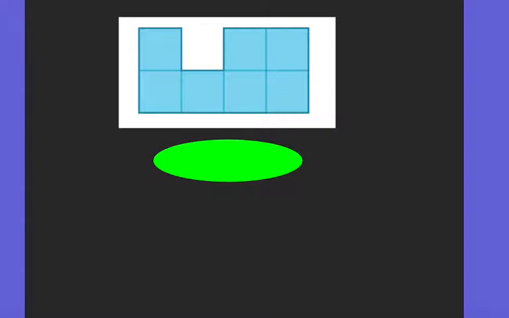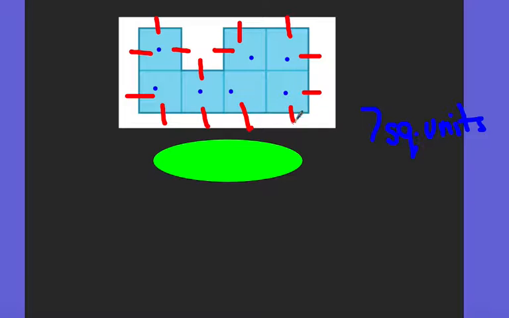All right, let's find the area. The area is the inside. Area is inside. 1, 2, 3, 4, 5, 6, 7. I've got for the area, I got 7 square. I'm going to use the SQ for square units. Let's do the perimeter. 1, 2, 3, 4, 5, 6, 7, 8, 9, 10, 11, 12, 13, 14. The perimeter is 14 units.